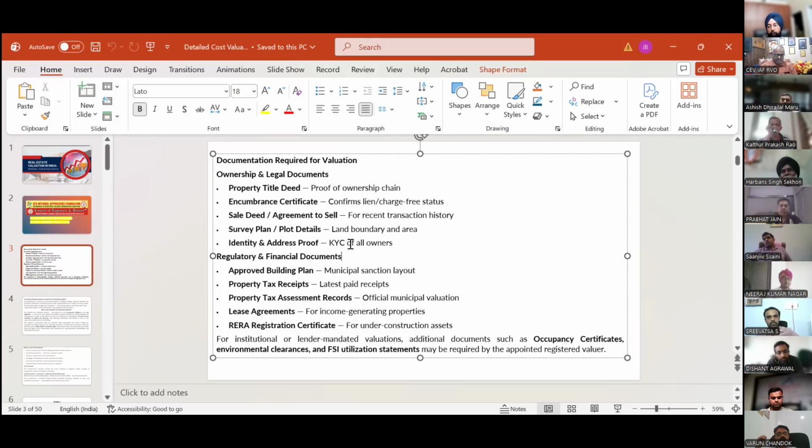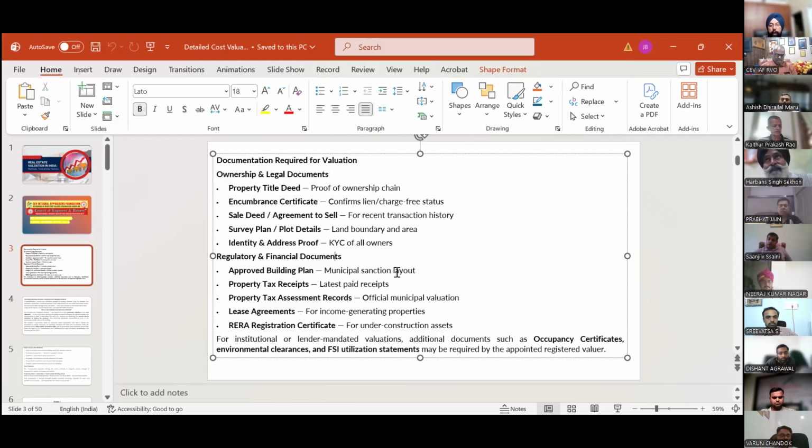You must have the survey plan, from which you can get land boundary details, area details, etc. That is with the revenue department, with the Patwari, and many states have also uploaded it on their websites. You can go through them. And of course, you must have a KYC of all the owners, so that you have identity and address proof of the owners. These are the ownership and legal documents which you should go through while doing valuation.